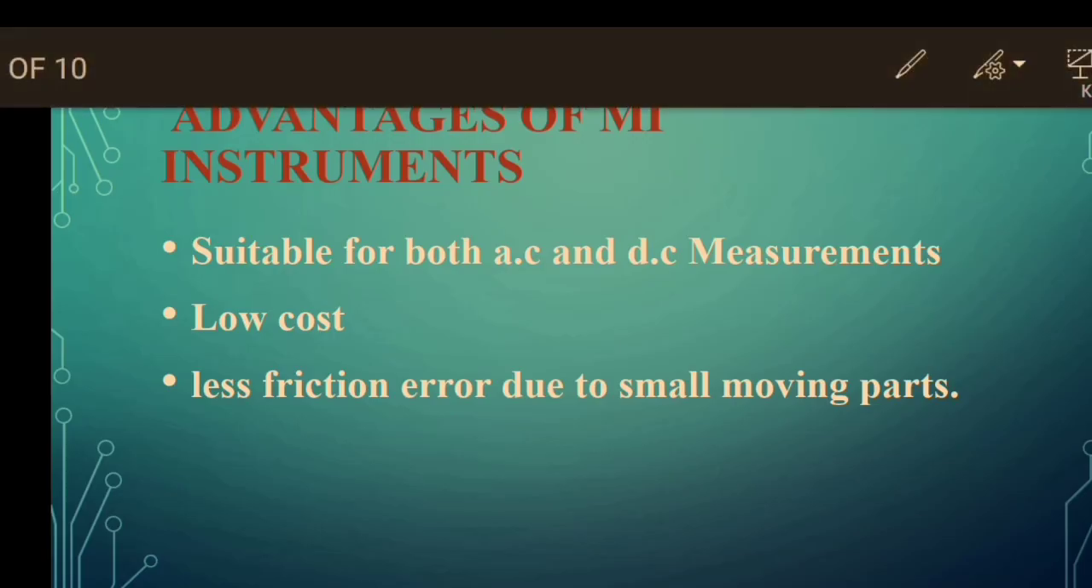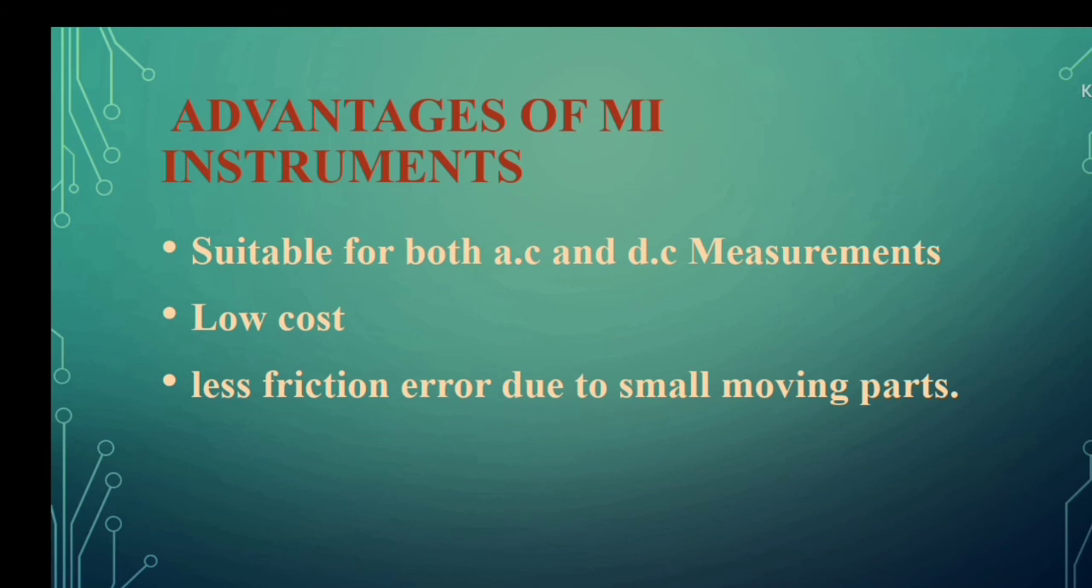Now we shall discuss the advantages and disadvantages of MI instruments. First, the advantages. These MI instruments can be used for measuring both AC and DC quantities, and the cost of this instrument is also very less. It will have less friction error because here we make use of iron pieces as the moving element. Since these iron pieces are smaller in size, there will be less friction due to small moving parts.